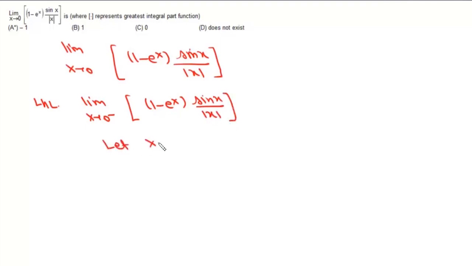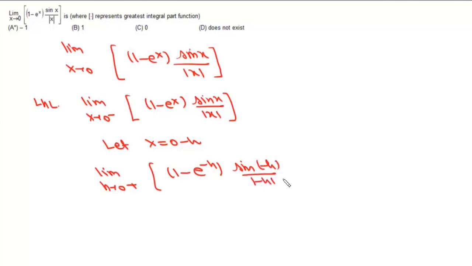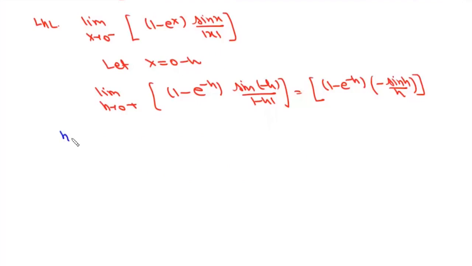Now we let x as 0 minus h, so it will be this limit h tends to 0 positive, and it will be 1 minus e to the power minus h, and here will be sin minus h upon mod of minus h, which we can write as greatest integer function of 1 minus e to the power minus h into minus sin h upon h.